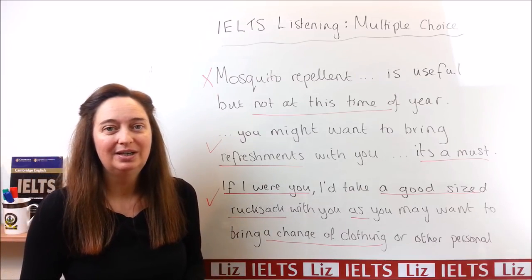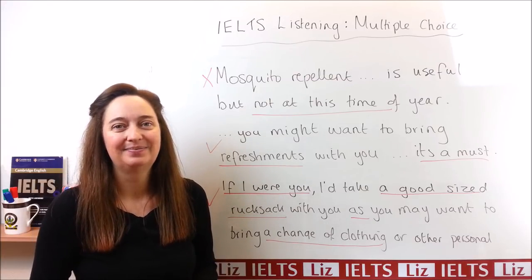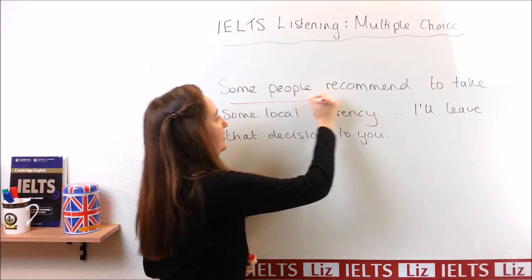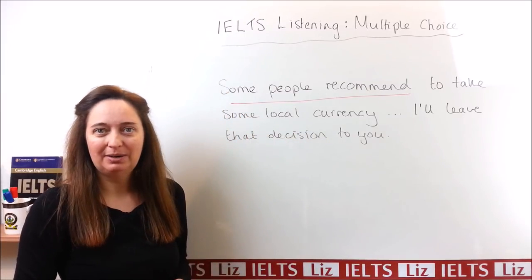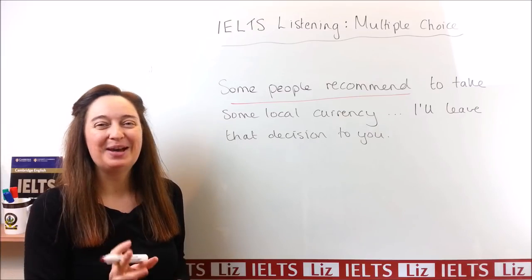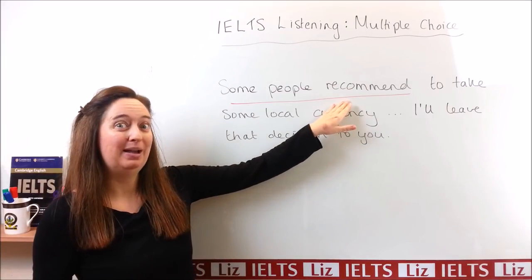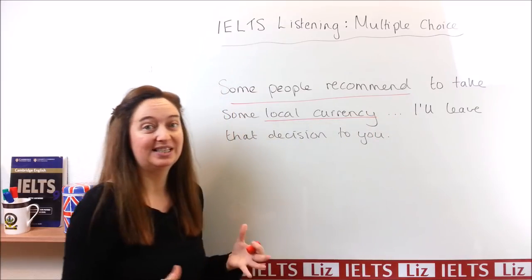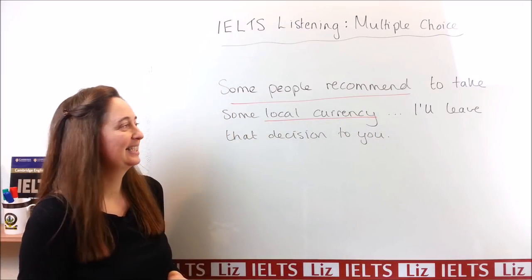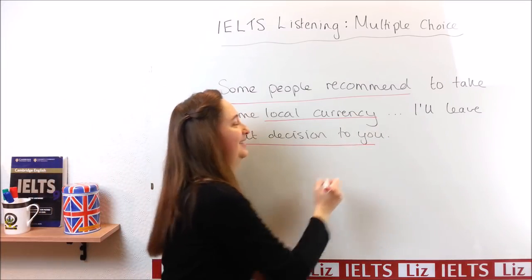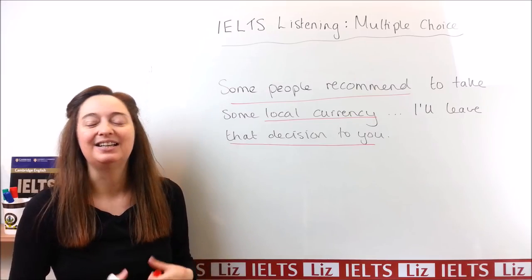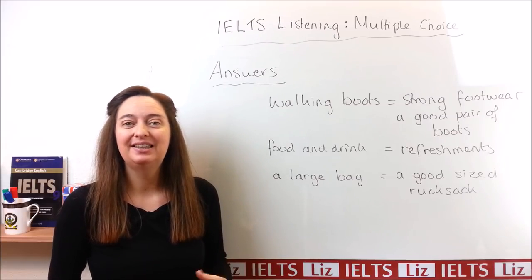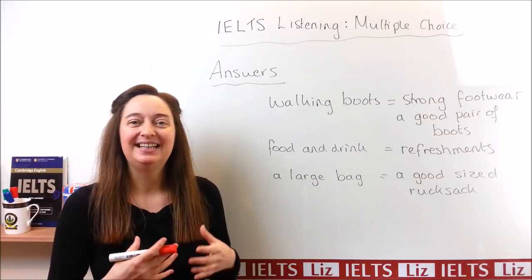Now let's look at the last option and see why that was not the answer. The last possible answer was, of course, about cash. And it said "some people recommend". And again, that's what other people recommend, not the speaker. So that was a trap, because obviously we use the word recommend, but this is not the answer. So it says some people recommend to take local currency, which is the cash, and then later the speaker says, "but I'll leave that decision to you", which means it's optional. It's not a recommendation.